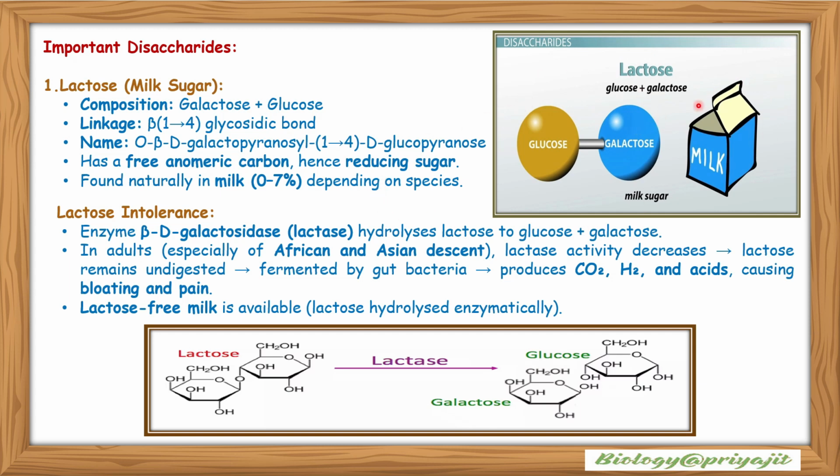It is found naturally in milk, 0 to 7% depending on the species. What is lactose intolerance? Enzyme beta-D-galactosidase or lactase basically hydrolyzes lactose to form glucose and galactose. But in case of adults, especially of African and Asian descent, lactase activity decreases, so lactose remains undigested and it can be fermented by gut bacteria. It produces carbon dioxide, hydrogen and acids, causing bloating and pain. So lactose free milk is available, where lactose is hydrolyzed enzymatically.